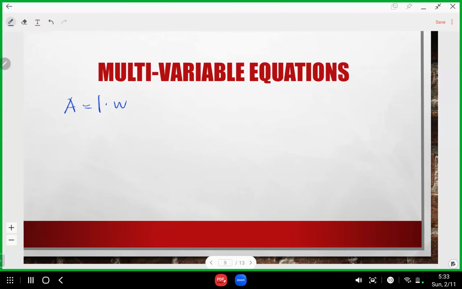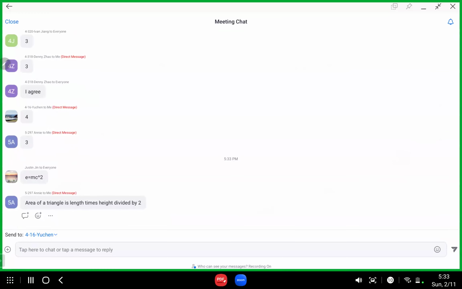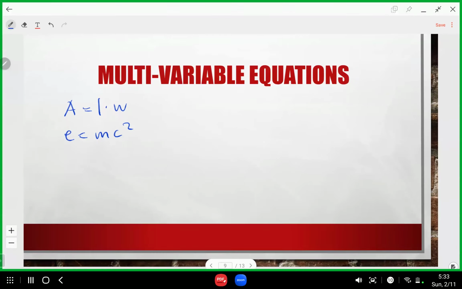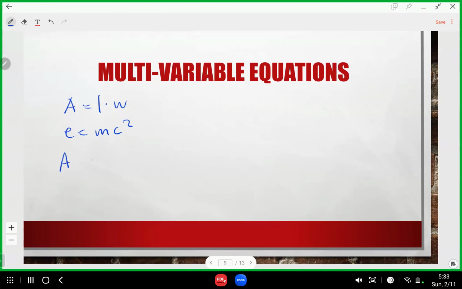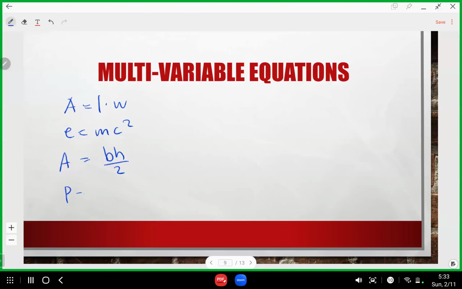Right, E is equal to mc squared. Okay. So any other formulas that you know? All right, area of a triangle is equal to base times height over 2. One more formula, one more. Perimeter is equal to 2a plus b.